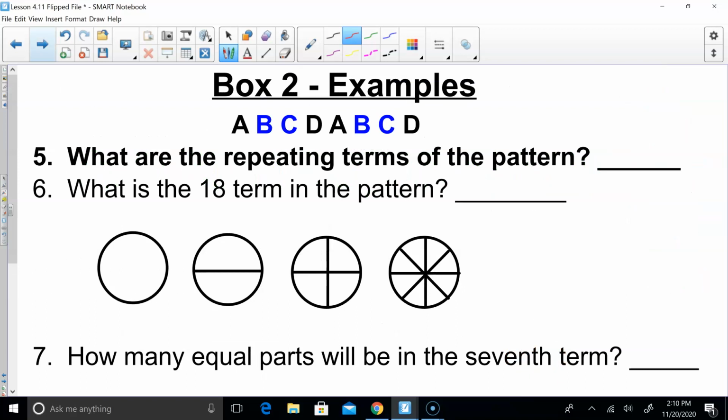So sometimes we see boxes, sometimes we also see patterns of repeating terms. So what are repeating terms of a pattern? I guess repeating terms is another vocabulary word. It's the part that repeats itself. It's the pattern that repeats.